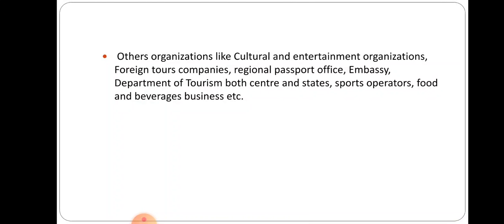Other organizations like cultural and entertainment organizations, foreign tour operator companies, regional passport office, embassy, department of tourism, both center and states, sport operators, food and beverage businesses, these are other institutions or organizations with whom a travel agent makes contact for arranging the various services and facilities for the tourist.